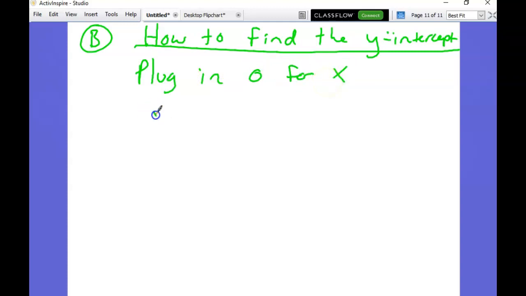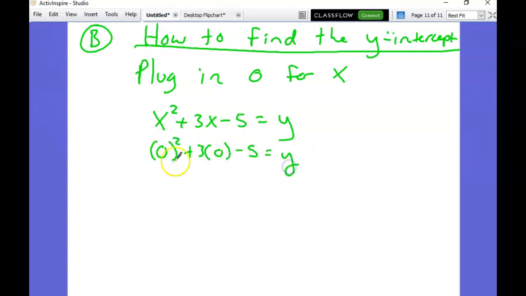Okay, so let's take this one for instance. x squared plus 3x minus 5 equals y. Well, if I plug in 0 for x, it'll be -5. You don't even really need to do any math, right? Because what happens here?